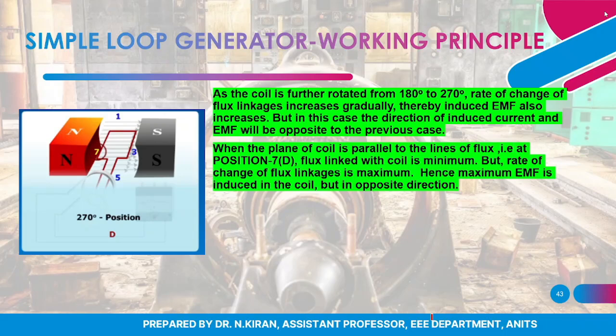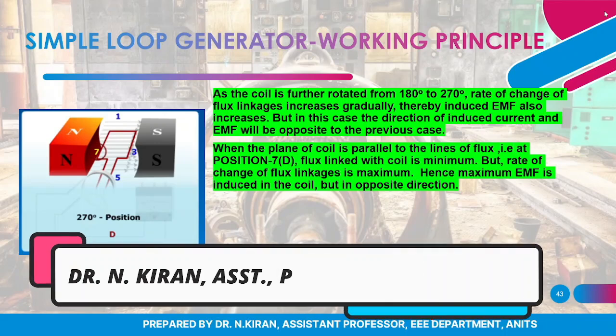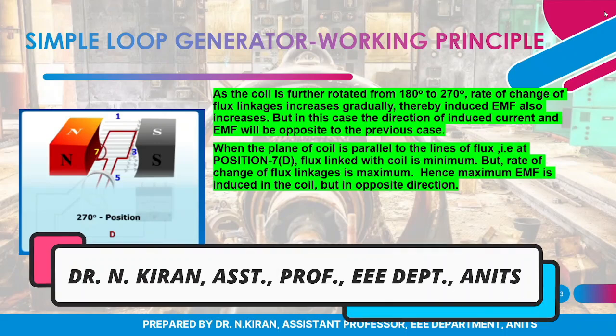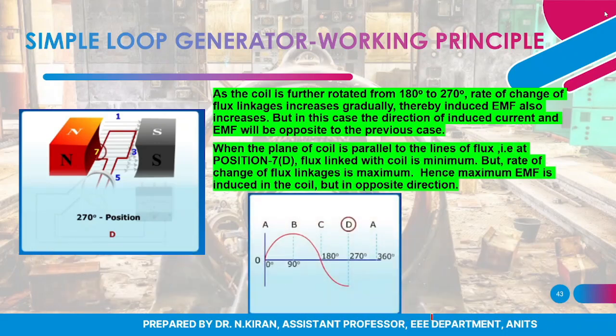So here the plane of the coil is parallel to the flux plane, so therefore the rate of change of flux will be maximum. Even though it is maximum, the current will be in the opposite direction, thereby the magnitude of induced EMF will also be in the negative direction but at maximum value. So you can say at position D my EMF will be maximum but negative.